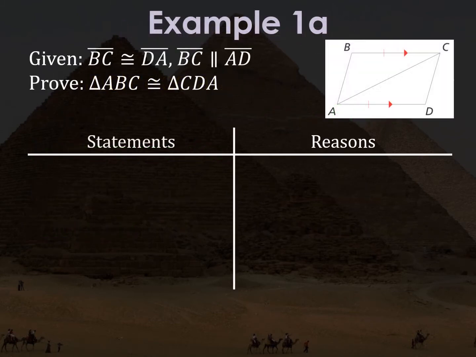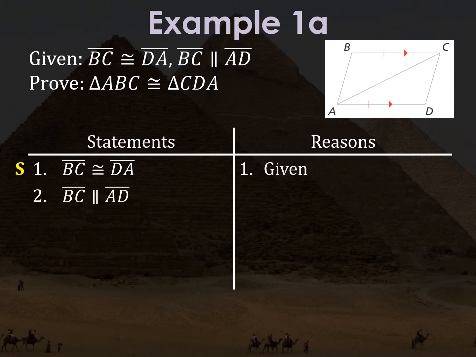So let's use these proofs to see how SAS works. We're given BC is congruent to DA, you can tell by the hash mark. BC is parallel to AD, again you can tell by the arrows. We're going to try to prove that triangles ABC and CDA are congruent. So the first statement you're given is BC is congruent to DA. And that is given. Now notice I put an S beside the statement. I'm going to be using these labels to indicate which corresponding parts we need to show triangles congruent. You don't need to do that. I'm just using it as an illustration.